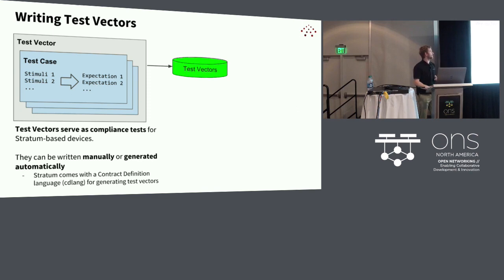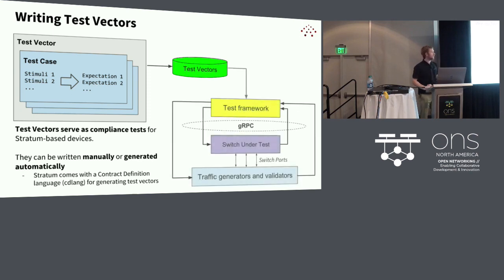So once you have the test vectors, what do we do with them? These test vectors need to be interpreted by a test framework. This test framework is going to have gRPC connections to the switch under test, the Stratum-based device or Stratum-compatible compliant device that you want to interrogate using P4 runtime, gNMI, gNOI, and there may also be some additional test-only interfaces for triggering certain types of faults or failures.